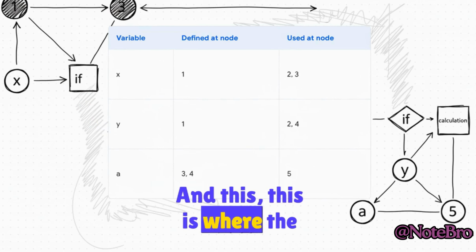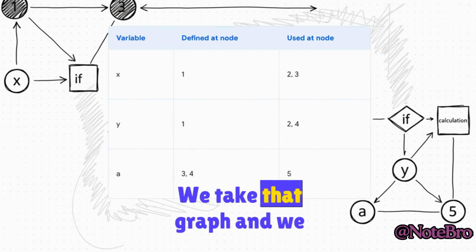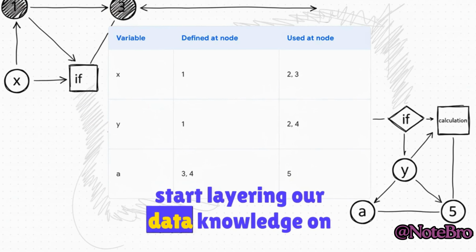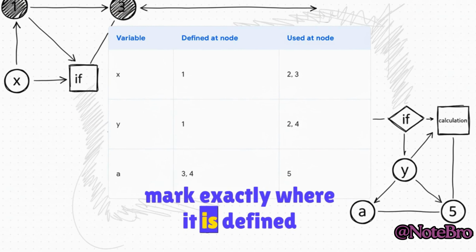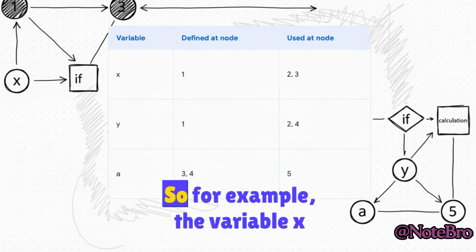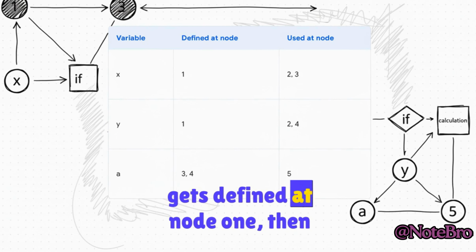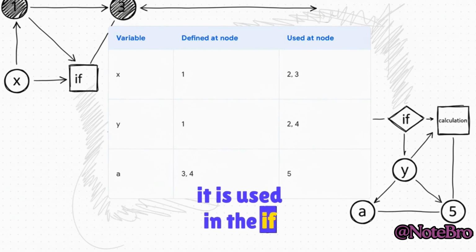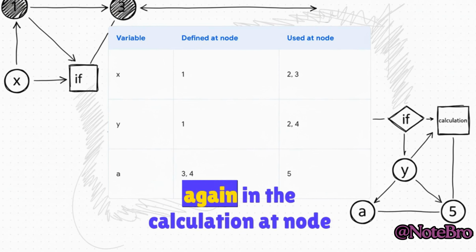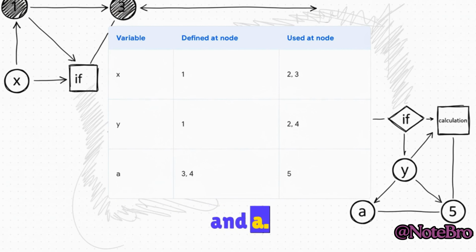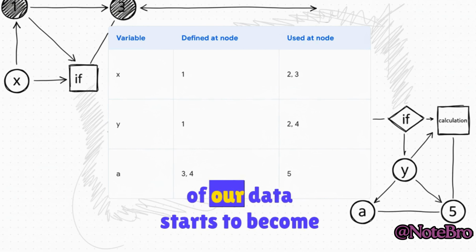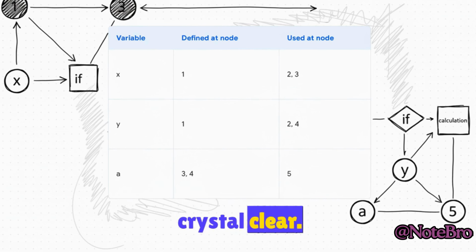And this is where the magic happens. We take that graph and we start layering our data knowledge on top of it. We look at each variable and mark exactly where it's defined and where it's used. So, for example, the variable x gets defined at node 1, then it's used in the if statement at node 2, and maybe again in the calculation at node 3. We do the same for y and a. And just like that, the story of our data starts to become crystal clear.